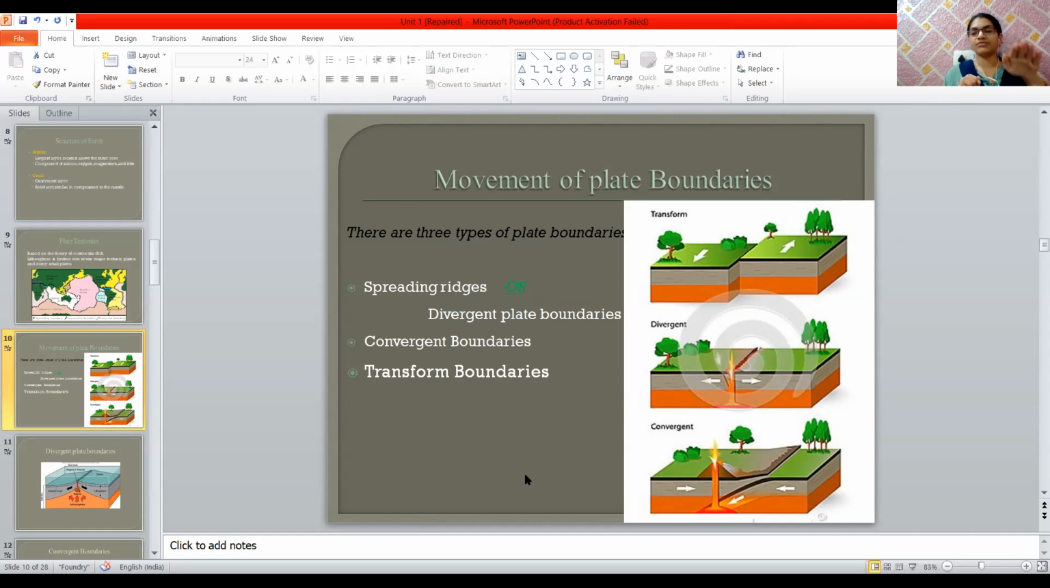Convergent boundary: the first plate is here, and the next plate comes sloping downward under the crust. The first plate lies over the second plate, and the bottom plate goes down. These are convergent boundaries. In a transform boundary, the two plates move in opposite directions. These are seen in the diagram.